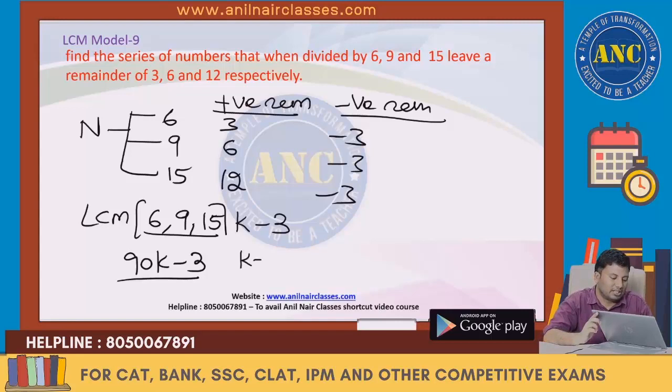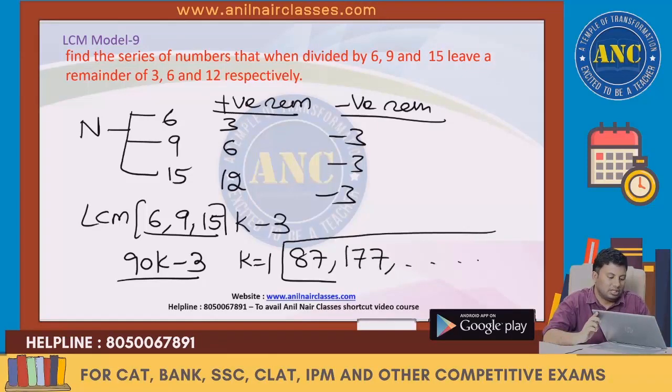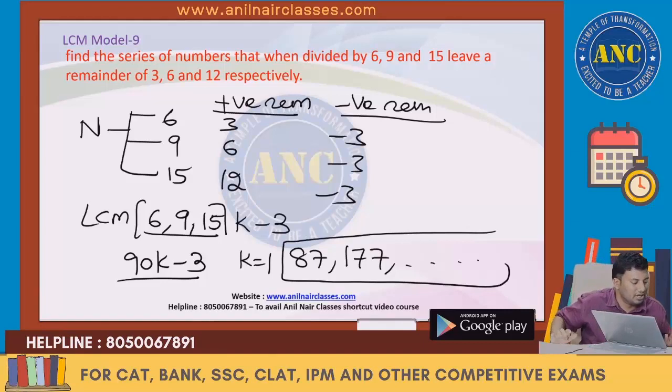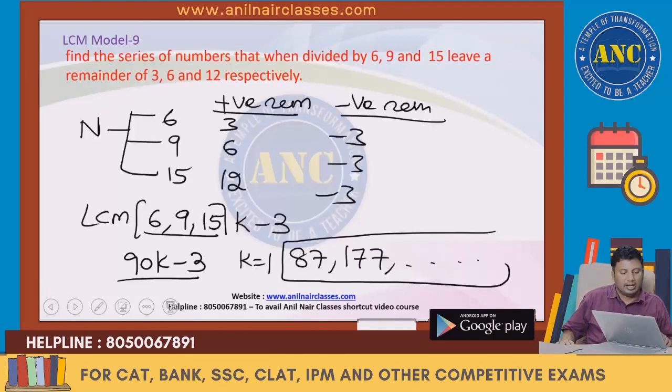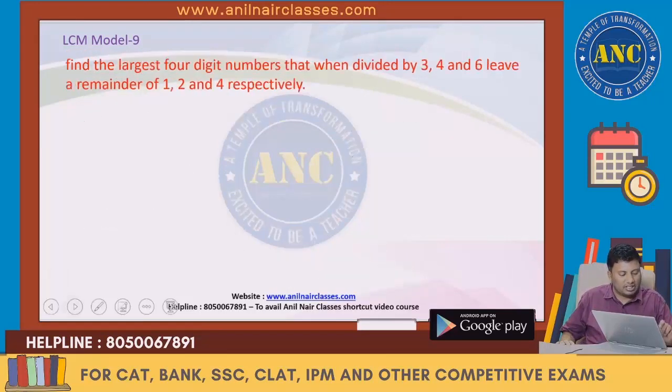So if k is 1, 87. Next is plus 90, 177 and so on. This is the series of numbers. Till here, is everything clear to you? Kindly reply in the live chat if everything is clear to you. Is the idea clear? 90k minus 3. Put k as 1, 2. Only the series of numbers he is asking.